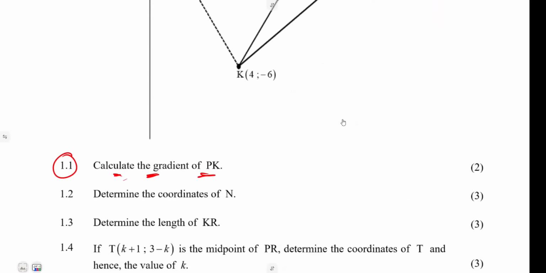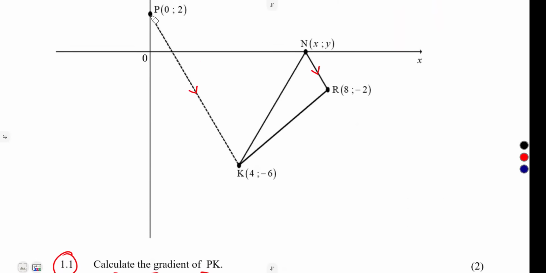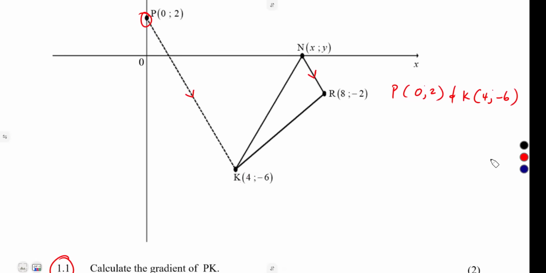So the gradient, guys, we know this one, it is a direct question that we are given here. We have the point P and also the point K. The vertices are given: P is (0; 2) and the point K is given as (4; -6). These are the 2 points that you are given. You can simply list the points or just label them. This is going to be x1, y1 and this is going to be x2, y2, like that.